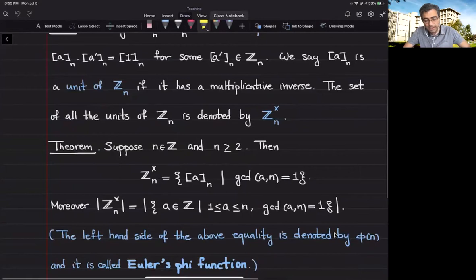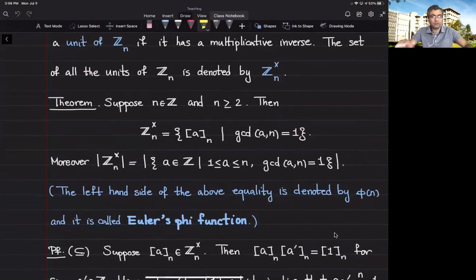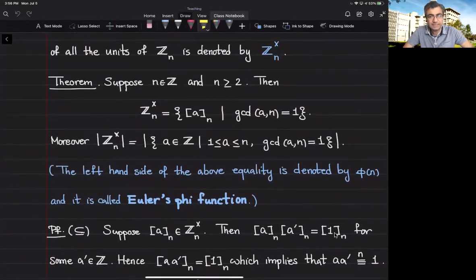Now, the next theorem gives us a complete understanding of the set of all the units of the ring of integers modulo n. So what are they? Assuming that n is an integer that's at least 2, the units of the integers modulo n consist of the residue classes, square bracket A, where A is co-prime with n. So it consists of residue classes A, where the GCD of A and n is 1.